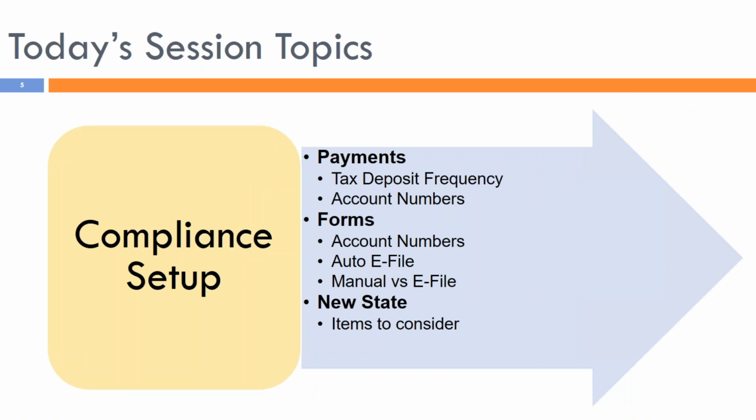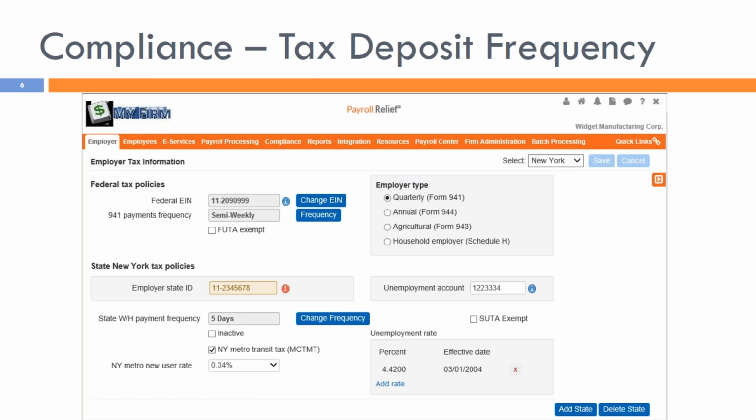Compliance setup. Okay, we'll touch upon payments and the importance of the tax deposit frequency and account numbers. Forms, same thing, account numbers, very important always. AutoEfile, and we'll talk about manual versus e-file. And again, the items to consider when you're adding a new state.